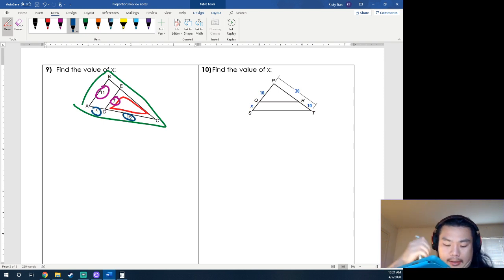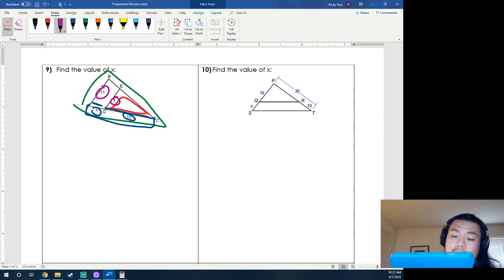15 and an x. Now, you can't just put 15 and x because guess what? 15 is for the small triangle, right? 15 matches this length right here. But x only matches with this length right here. But in order for us to use the big triangle, we have to use the entire thing. Okay? So this is how we're going to set it up.